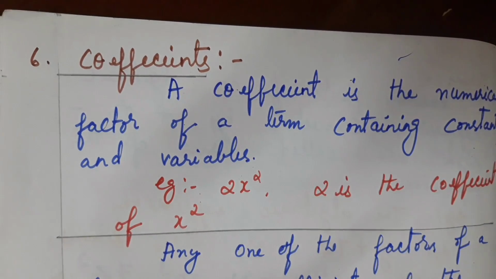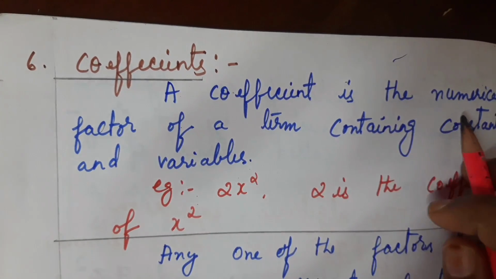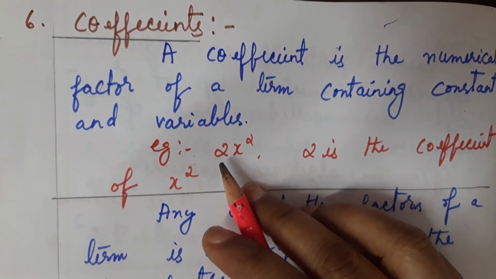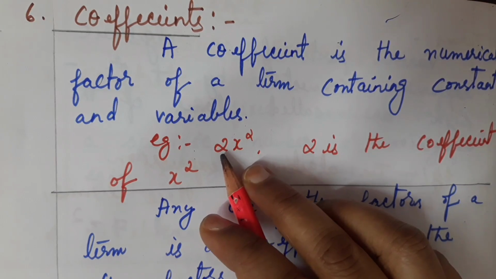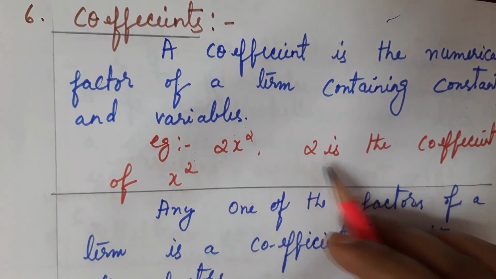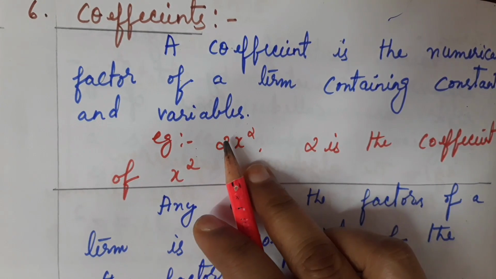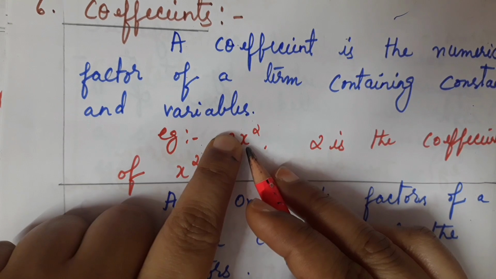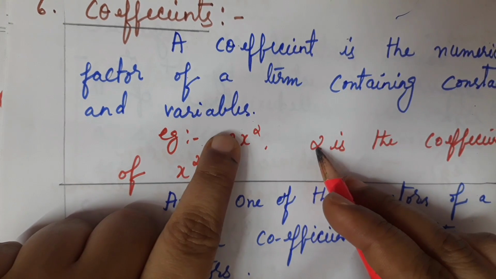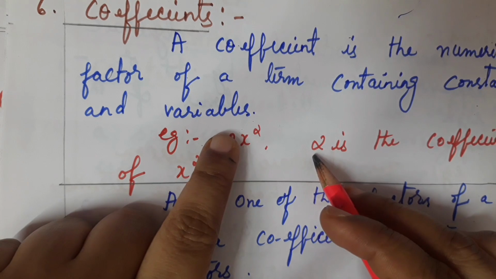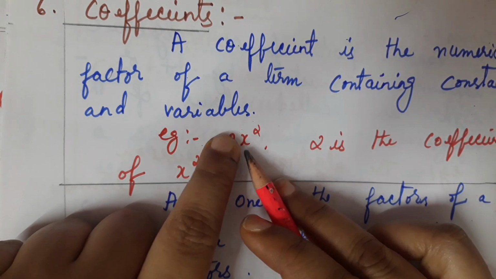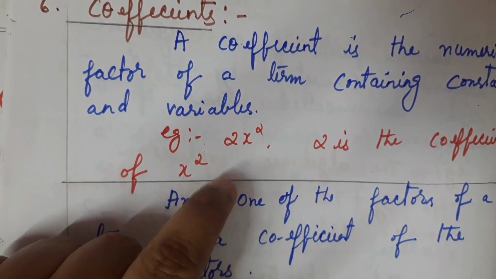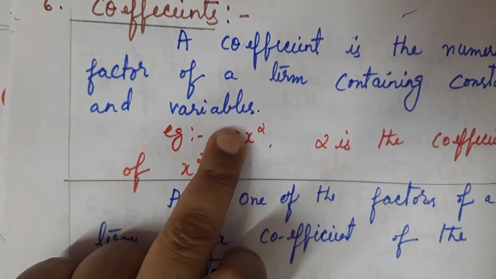Next is coefficient. A coefficient is the numerical factor of a term containing constant and variable. What is the numerical coefficient of 2x square? The coefficient of 2 is x square. We have to find the coefficient, meaning the one closer to 2, which is x square. So we should not write 2 when the coefficient of 2 is asked. Who is the friend of 2? x square. Which friend is standing with 2? x square. So x square is the coefficient of 2.